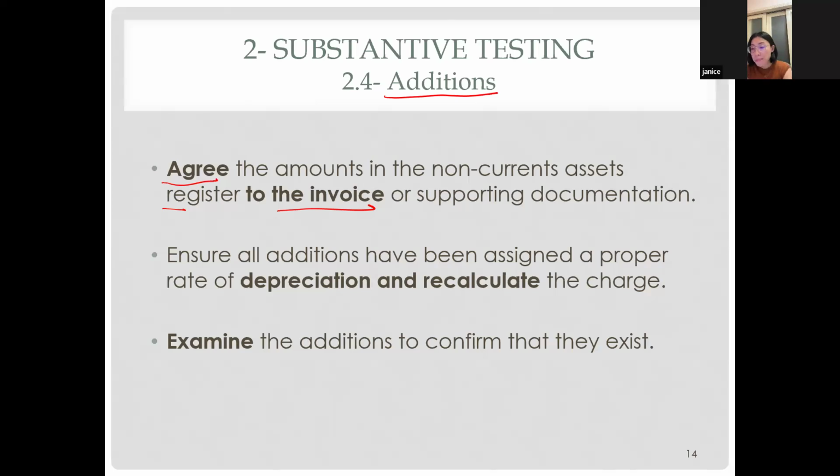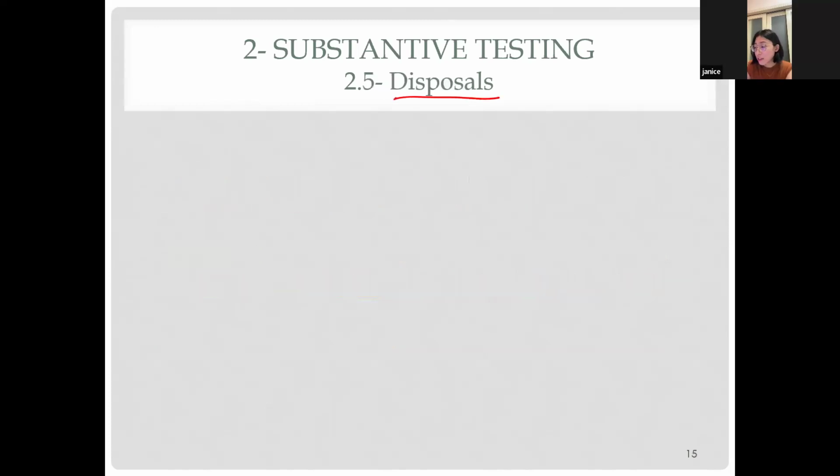All right. And we need to ensure all additions have been assigned a proper rate of depreciation and recalculate the charge. So since this is the first year we're doing the depreciation, we need to make sure that the rate used is correct. For example, for a computer, we should not depreciate for 10 years. We should depreciate the shortest, probably. So I think for Texas, I forgot, is it 2 or 3 years, I think, for computers. And then we need to recalculate the charge, right?